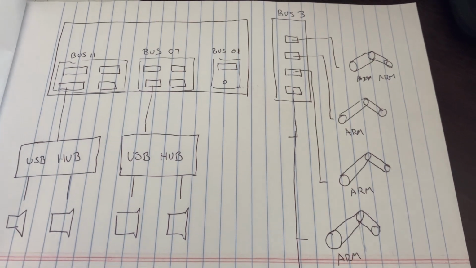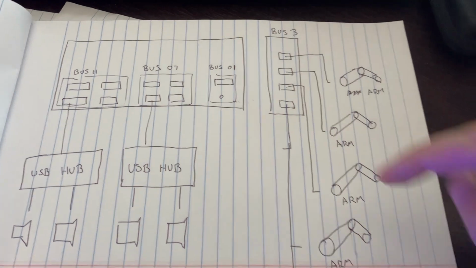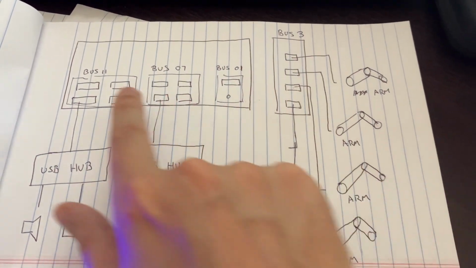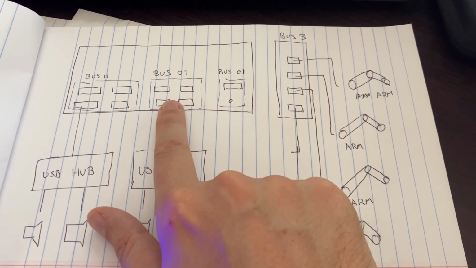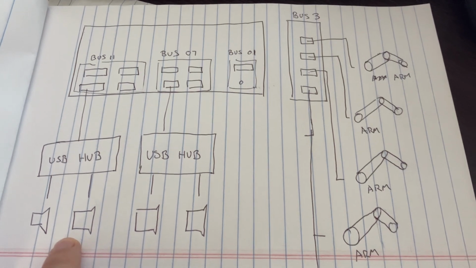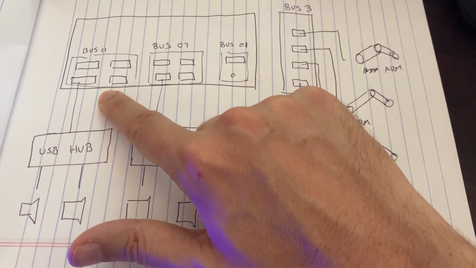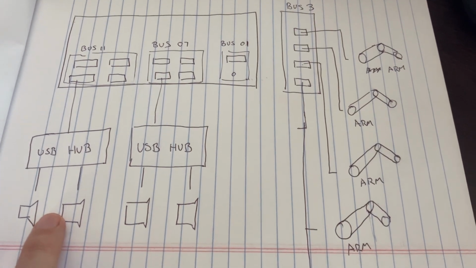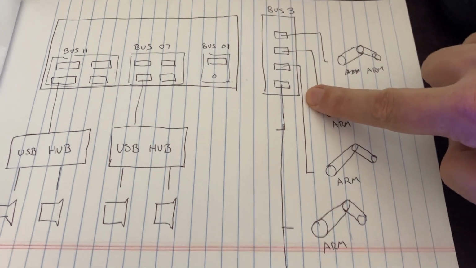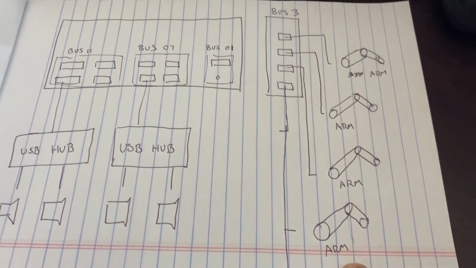So this is just a conceptual diagram of how I ended up setting it up. So I have 1, 2, 3, 4 buses. I used 2 buses for cameras. A pair of cameras goes into a hub and then into a bus that's dedicated just to 2 cameras, right? And then I have 1 bus over here dedicated to controlling all the arms.